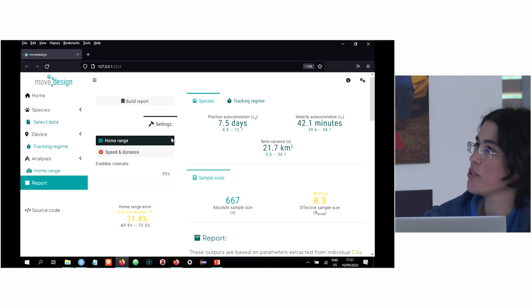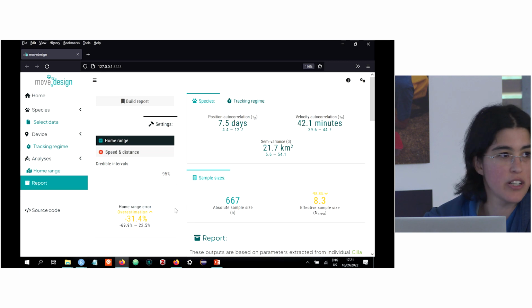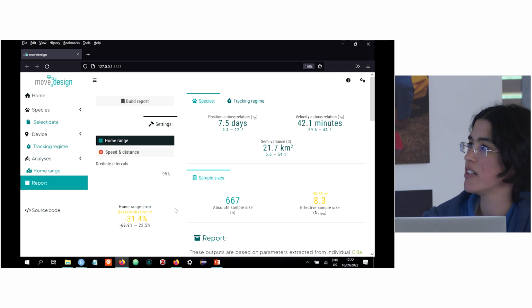But yeah, you can also do speed and distance, but I don't know how much time we have left. I think there should be something soon going on. So we can always talk about it more next week. I'll be around.